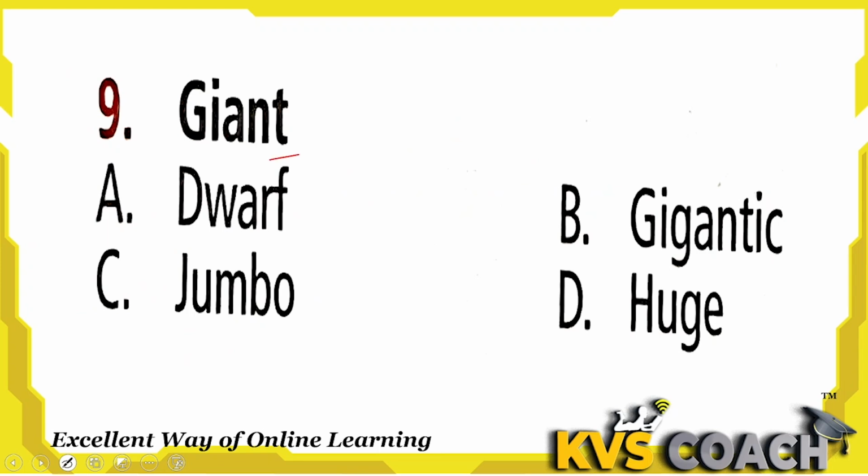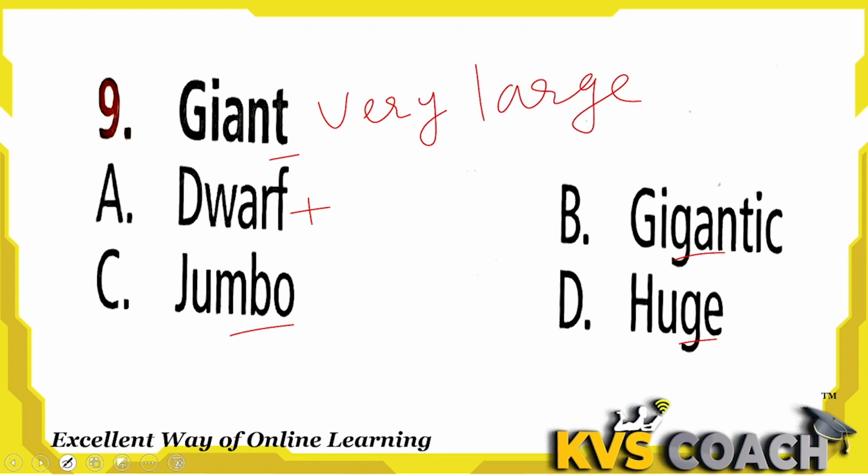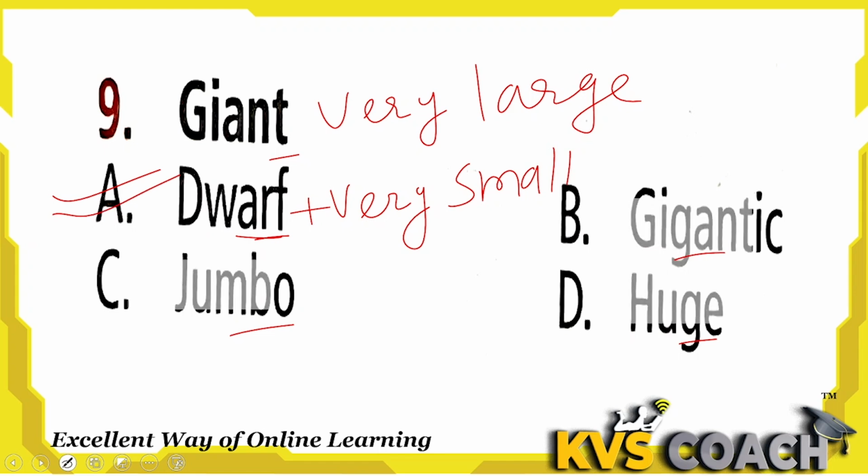Next question is 9, giant. Question 9 is giant. Giant means huge, big. That is called giant. So B, C and D all are the same. Jumbo is also very big. Okay. So giant is very large, and B, C and D all have the same meaning. But dwarf is very small. Okay. That is called dwarf. So the opposite of giant is option A only.